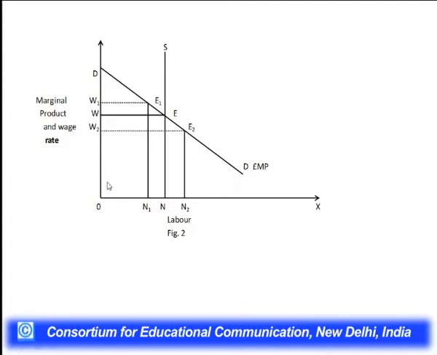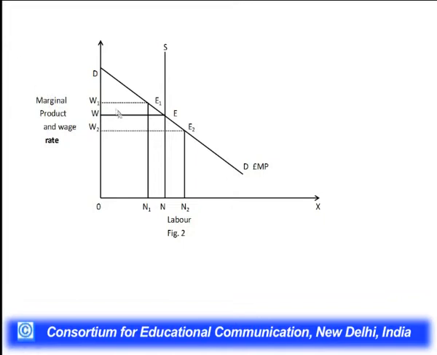Now we have taken that the total amount of labor is given, supposing it is ON labor force who are willing to work at the going wage rate. So if the level of employment is full employment ON, then at this level you see that marginal productivity is NE. So the wage rate will be fixed equal to NE. So this will be OW. So OW wage rate is determined on the basis of the marginal productivity curve.